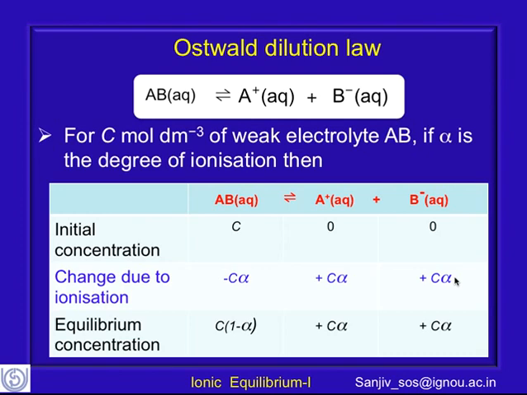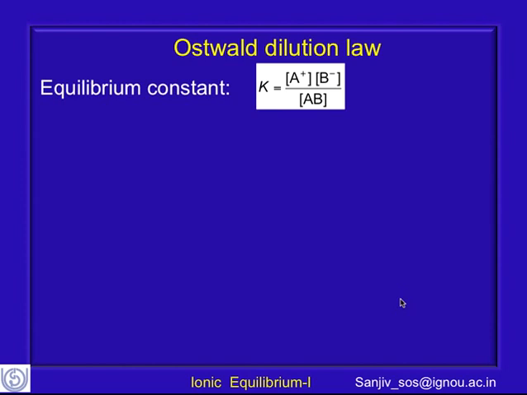So once the equilibrium is established, what do we have? The final concentration: it was initially C, it has decreased by C alpha. So the concentration at equilibrium will be C times 1 minus alpha, whereas that of A plus will be equal to C alpha, and that of B minus will be equal to C alpha. We defined the equilibrium constant to be equal to A plus into B minus by AB.